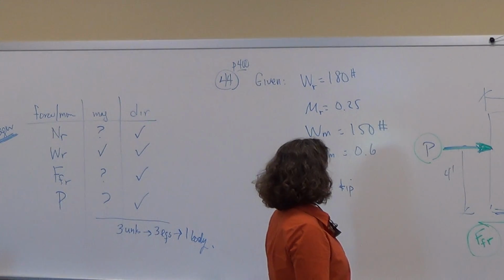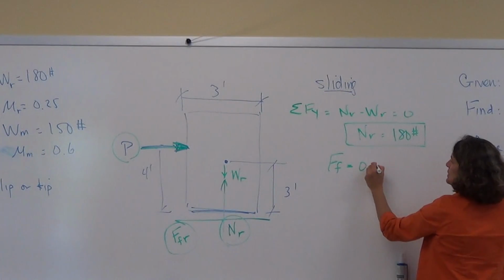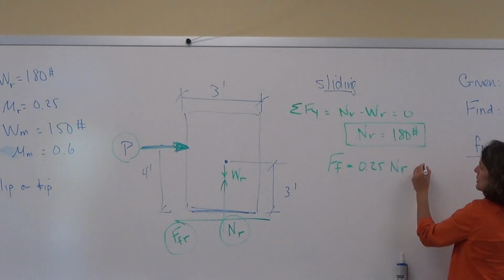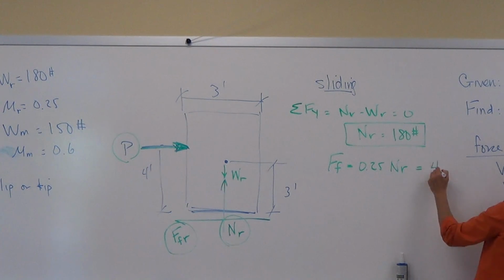So what equation do you want to do first? The sum of the forces in the y: N_R minus W_R equals 0. What does N_R equal? Which is 180 pounds. What equation do you want to do next? Friction is equal to mu of the refrigerator, 0.25, times N_R, which turns out to be, what's a quarter of 180? 45?